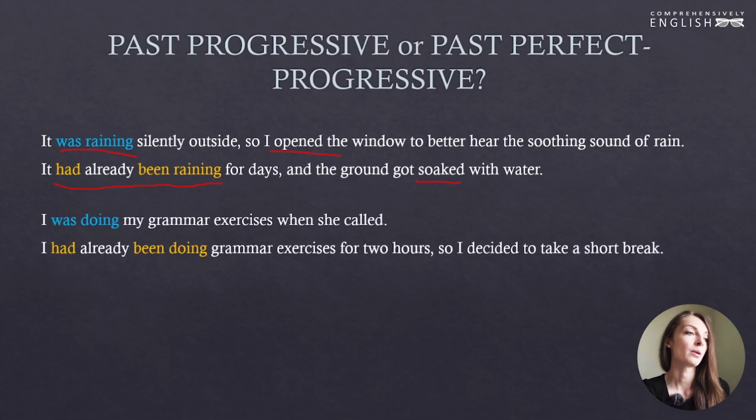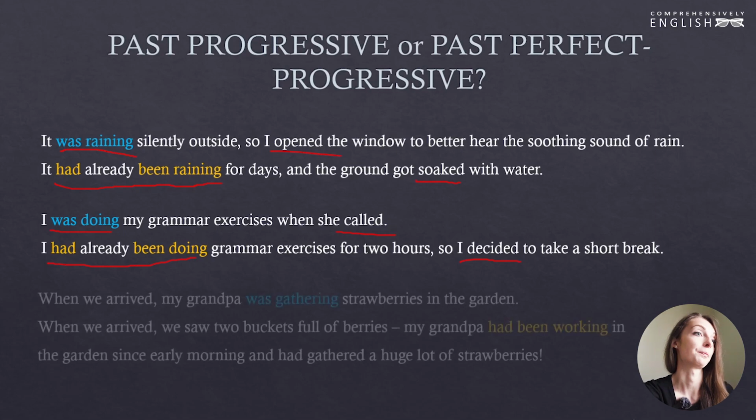I was doing my grammar exercises when she called. I had already been doing grammar exercises for 2 hours, so I decided to take a short break. I was doing them at a particular moment, when she called. A single action in the past that happened while another action was going on. I had already been doing grammar exercises. This is a process that preceded another action in the past, when I decided to take a short break.